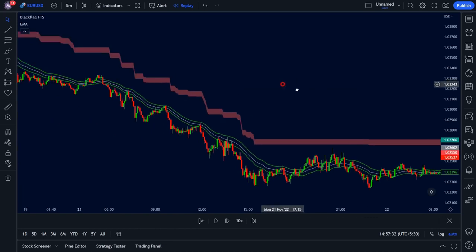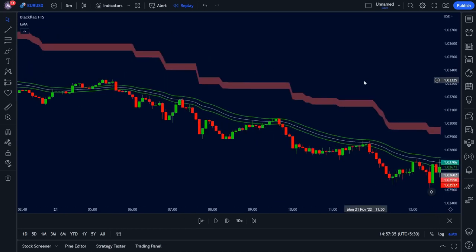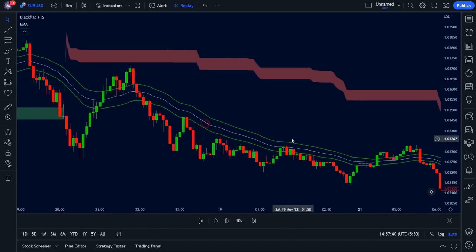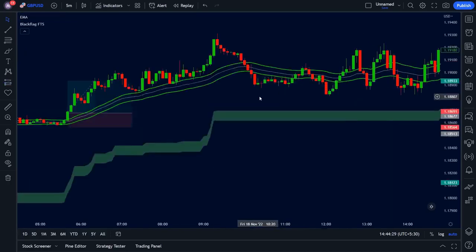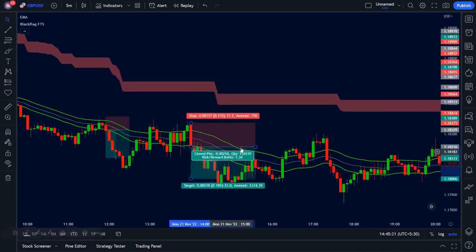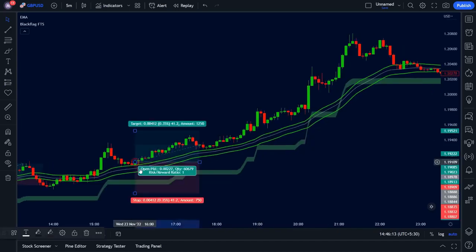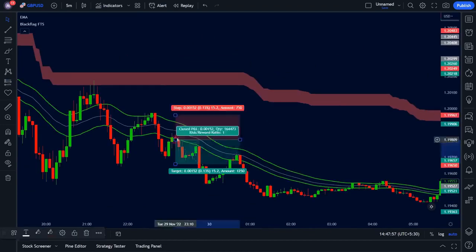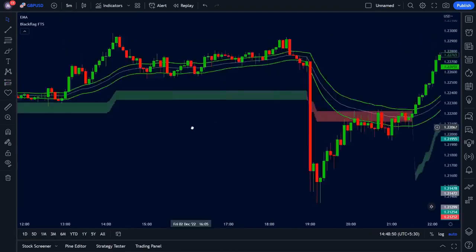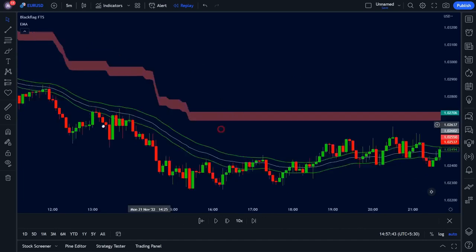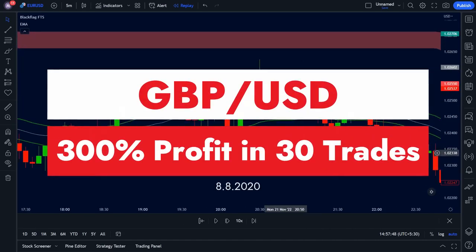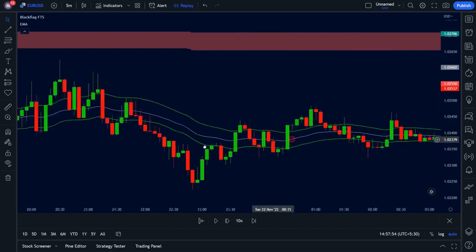Now that we've completely learned this strategy, I want to test it on the GBP USD chart with the 5 minutes time frame. And I want to see how much profit we could have made in these trades using this strategy. Now let's see how much profit is made with just these 30 trades. In only 30 trades on the GBP USD chart, we achieved nearly 300% profit. And this much profit in such few trades is truly amazing.